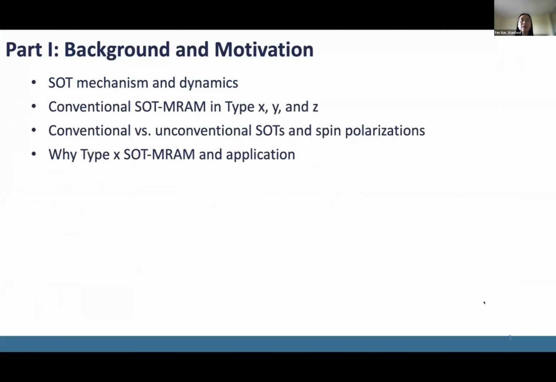Today, I'm going to talk about field-free SOT switching with unconventional spin polarization in ultrathin Pd-coupled multilayer. First is the background and motivation, where I will focus on conventional and unconventional SOT MRAM, and also why we choose type X SOT MRAM and its application.